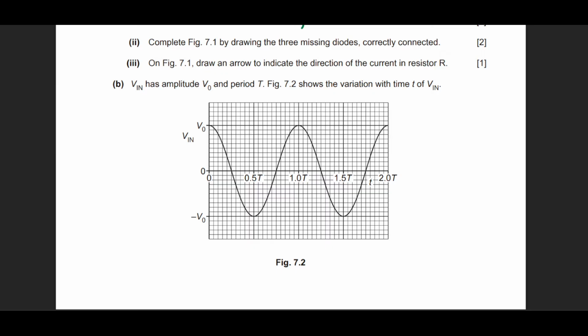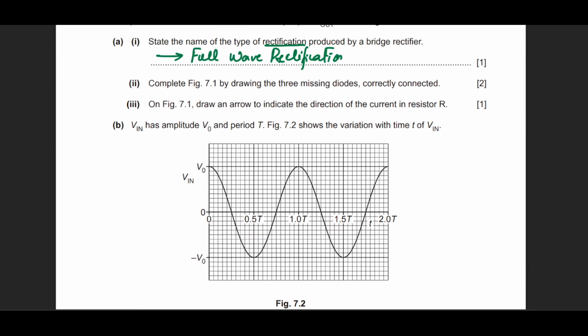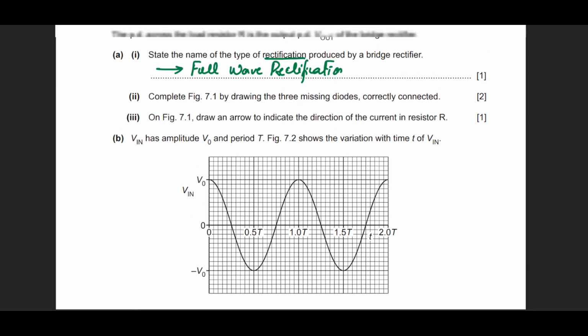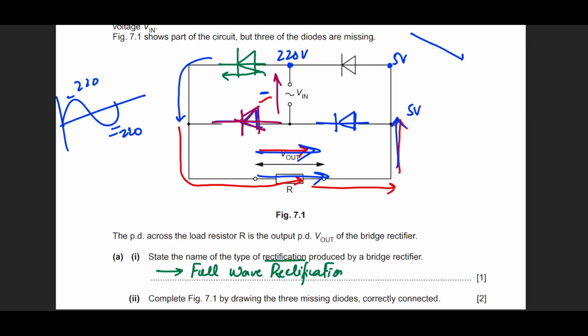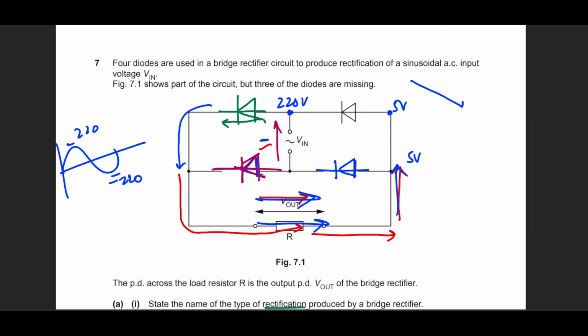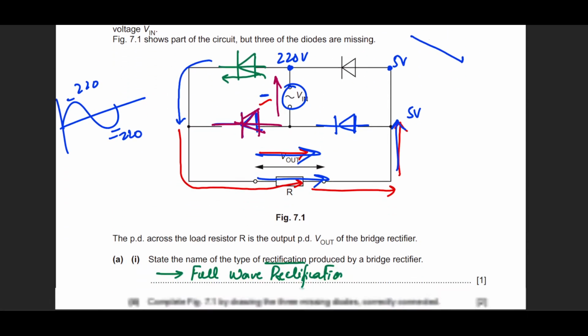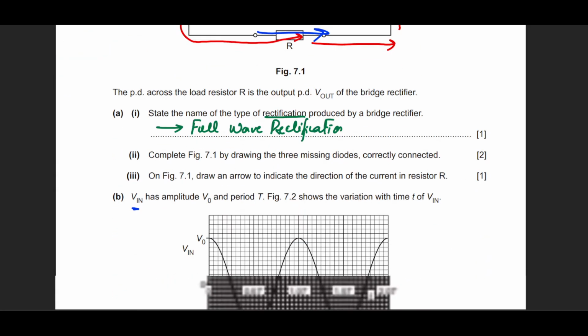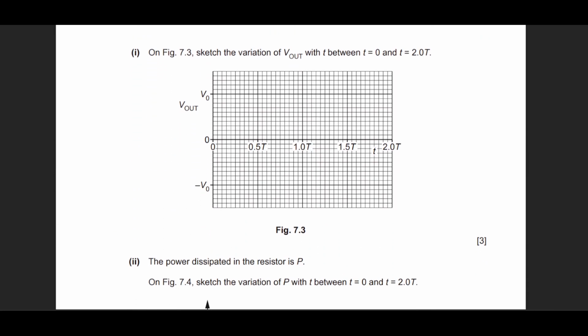He has given us a graph. He says, draw an arrow to show the direction of current. So we can see that this is the direction of current. He's given us the voltage V in of the AC supply, which is drawn at this point. This is what he's asking us. And this is the V out. You see, this is what the V out is going to be. So it's a very standard graph, no problem in that.